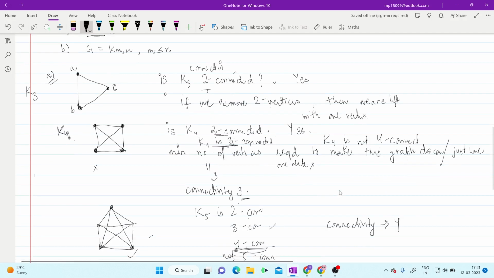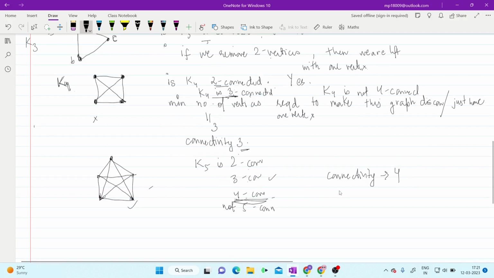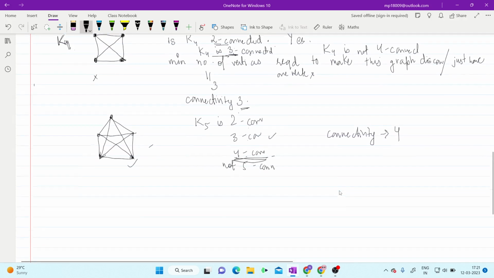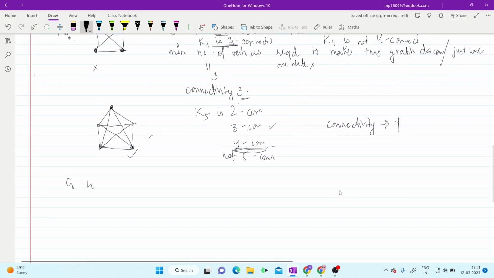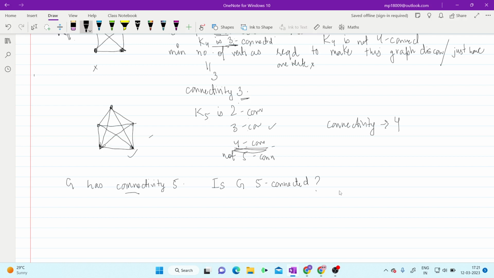One doubt, ma'am. What about the statement: every graph with connectivity 5 is 5 connected? Is it true or false? Okay, we'll see that. Suppose G has connectivity 5. Your question is whether G is 5 connected, right? So see, G has connectivity 5.